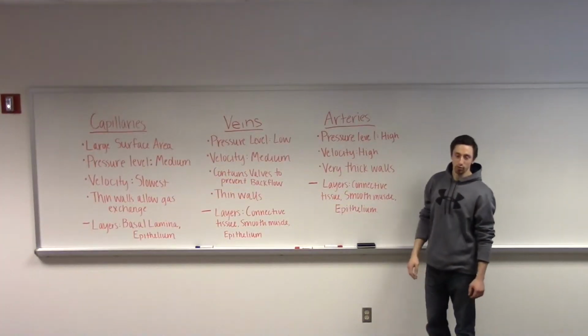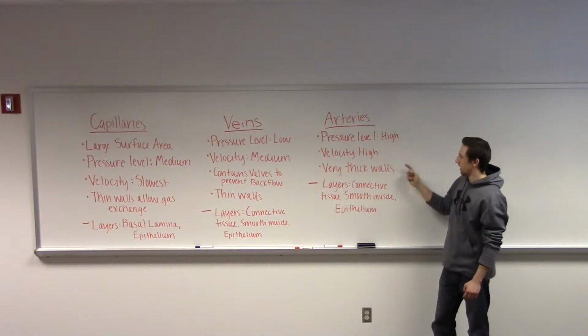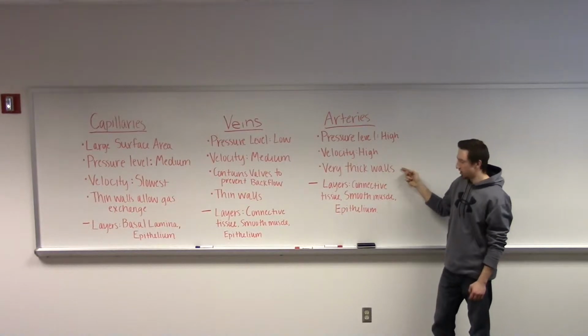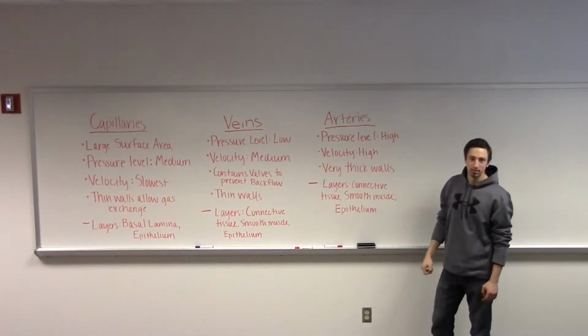In this video, we will compare the structures of capillaries, arteries, and veins. We will also relate structural differences to functional differences and its purpose. So for arteries, the blood is coming directly from the heart. So it's got a high pressure, high velocity, and that's part of the reason that the arteries have very thick walls, to accommodate the high pressure and high velocity. The connective layers are smooth muscle, epithelium, and connective tissue.